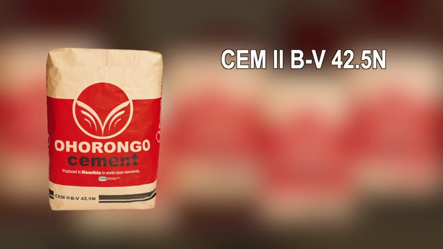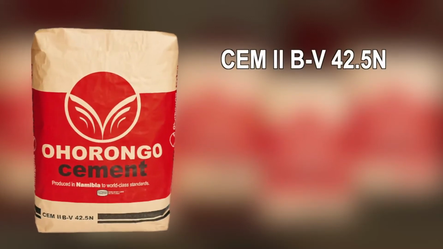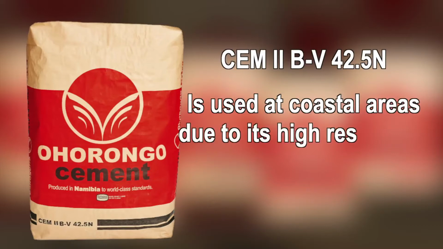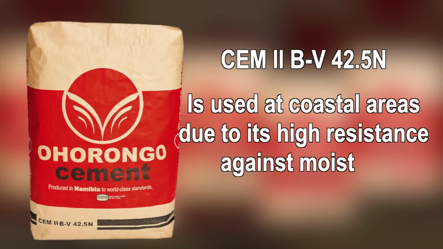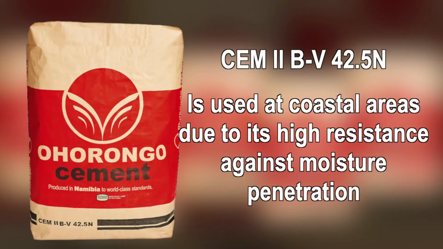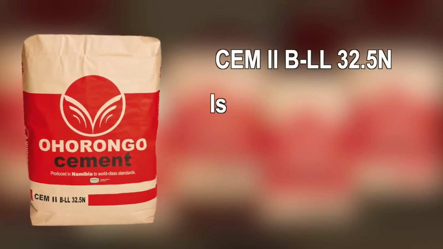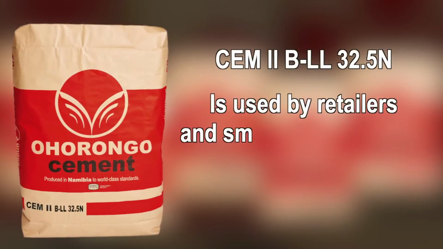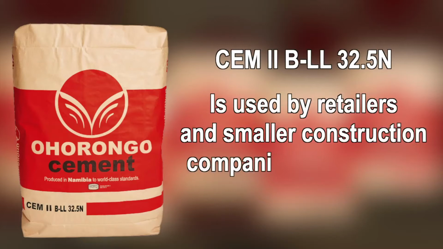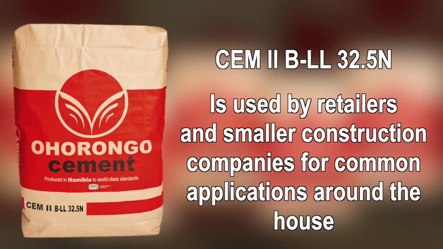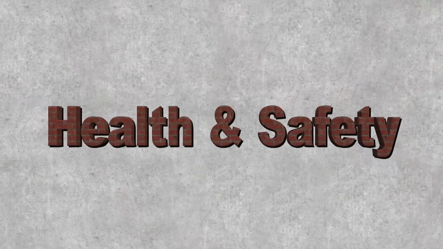CEM2 BV 42.5N is ideal to use at coastal areas due to its properties of high resistance against moisture penetration and chloride-enriched environments. CEM2 BLL 32.5N is used by smaller construction companies and common applications around the house, like plastering and small renovations. Health and safety.